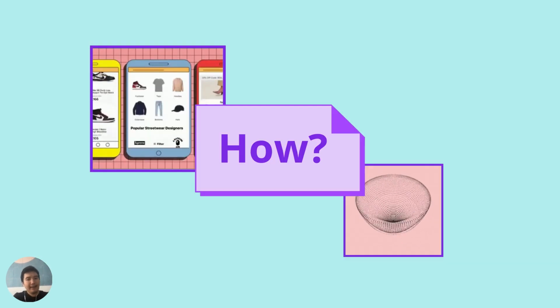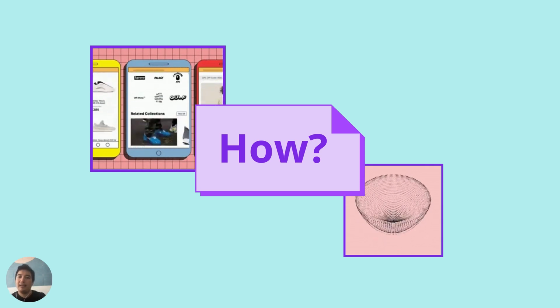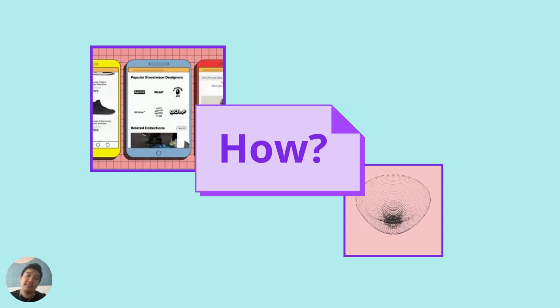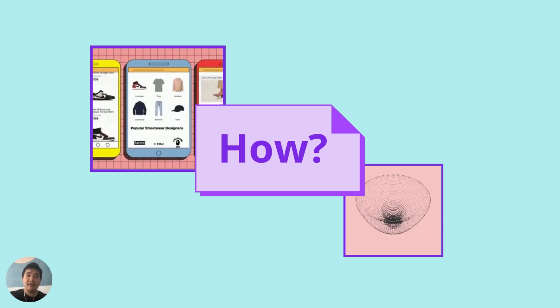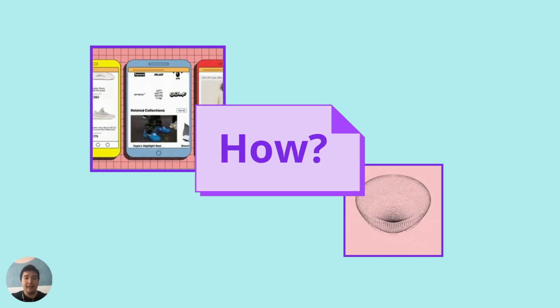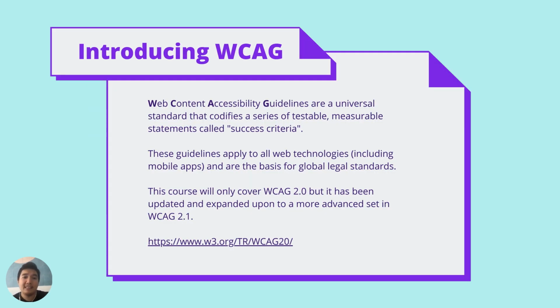So you might be asking how? This is quite a big statement. There are a lot of different ways that people can experience the web. The main standard is called the Web Content Accessibility Guidelines. The Web Content Accessibility Guidelines are a universal standard that codifies a series of testable, measurable statements called success criteria. These guidelines apply to all web technologies, including mobile apps, and they are the basis for global legal standards.